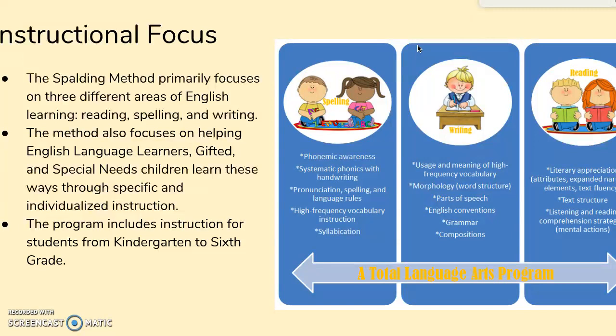And lastly, for spelling, they focus a lot on phonemic awareness and a lot relating to phonics, which you'll see later when I show an example of the first grade standards. They focus a lot on pronunciation, spelling, and language rules. I know in the early grades they focus a lot on blends and making sure that students are able to say syllables correctly. Like I said earlier, the method also focuses on helping English language learners, gifted students, and special needs children through specific and individualized instruction, which would obviously mean that the program is altered so it'll better fit their needs. In addition to this, the program includes instruction for students from kindergarten to 6th grade. So back in the day, that's kind of like the elementary school age group.